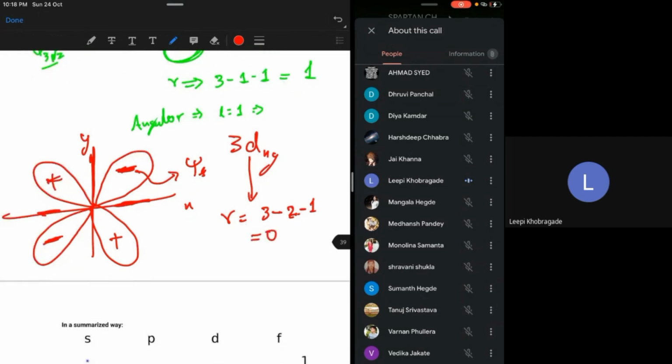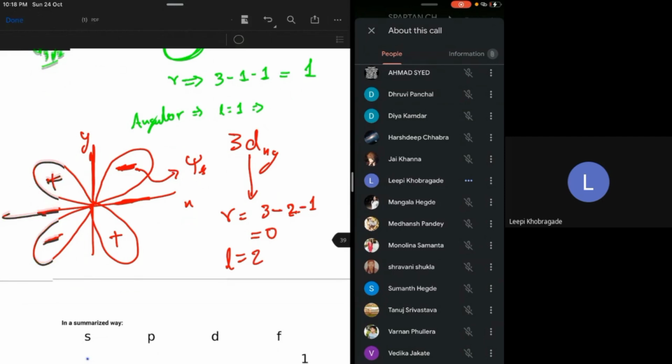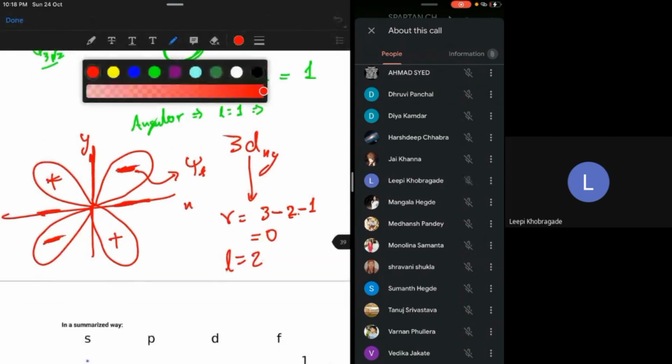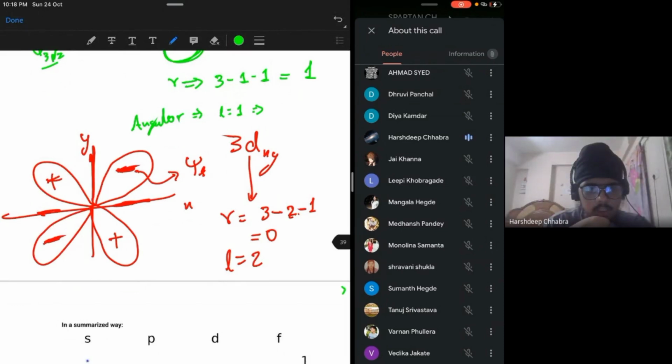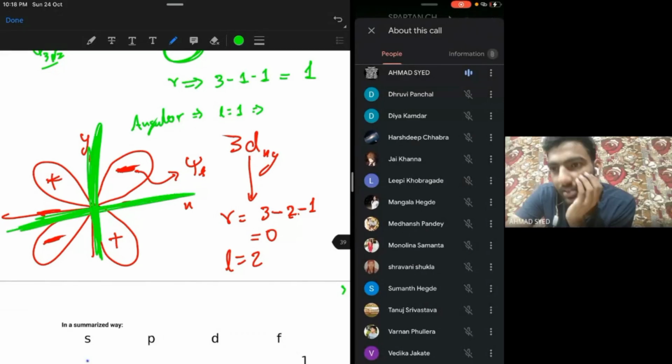And how many angular nodes? Equals l, that is 2. l equals 2, right? Can someone tell me where the radial and where the angular node is? Radial is not there anywhere, right? Angular is there. X and Y axis. So this is one angular node and this is the second angular node. Are you guys able to understand?